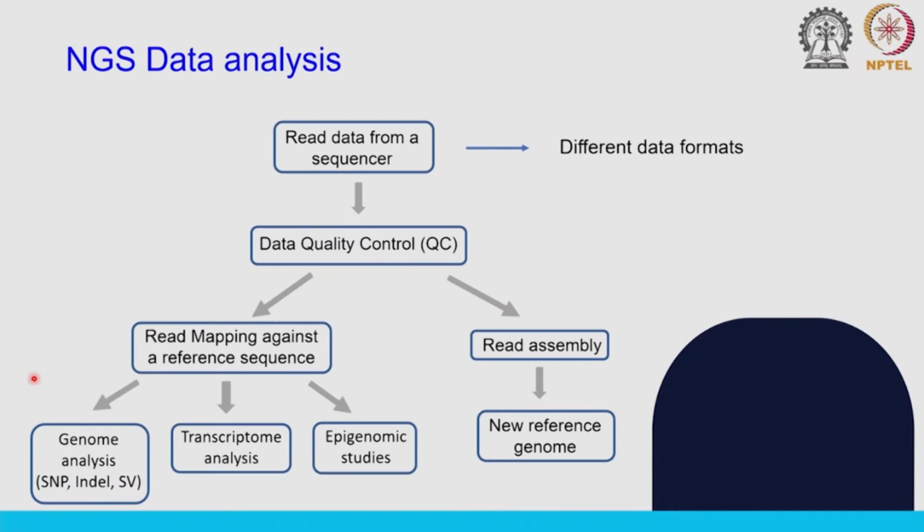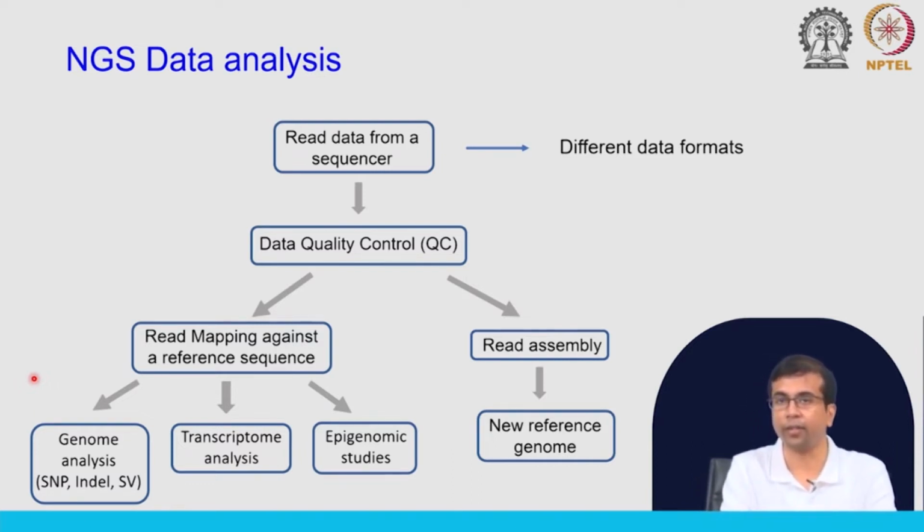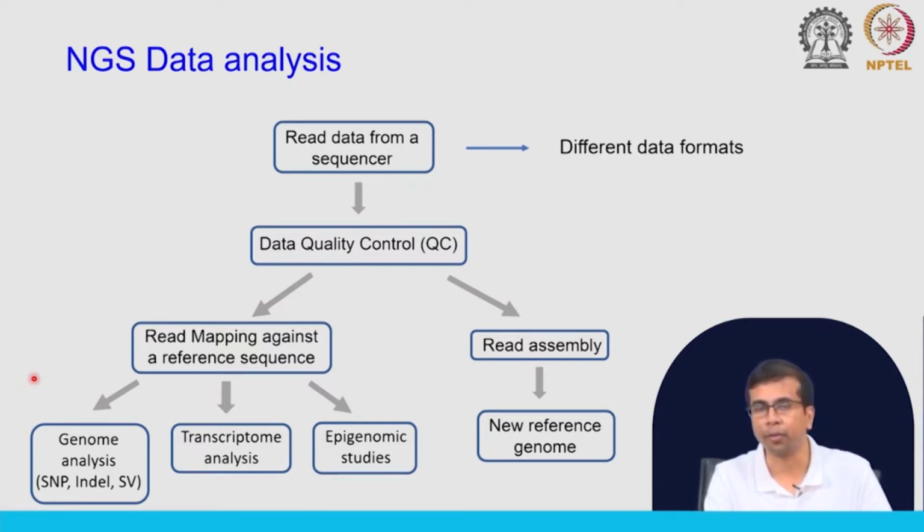Okay. So, going back to the flow chart for NGS data analysis, we get the read data from a sequencer in different data formats. We have talked about these data formats before. So, we have this data that we get, we then have to do something called data quality control. Depending on the platform that you are using, we get different data formats and we have talked about those, which we will see when we actually do this hands on.